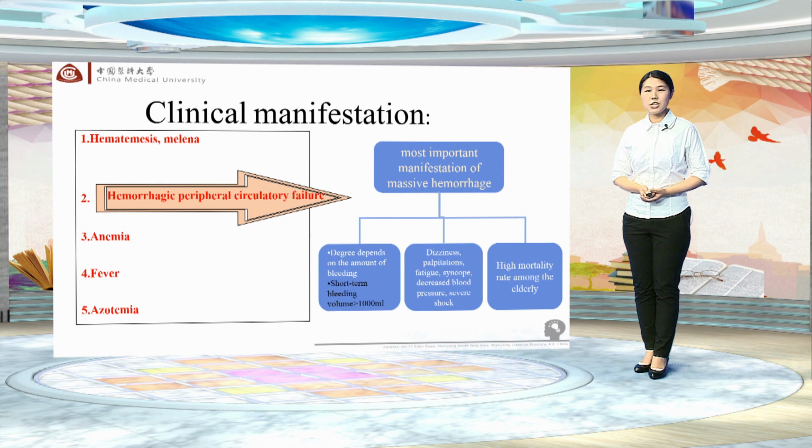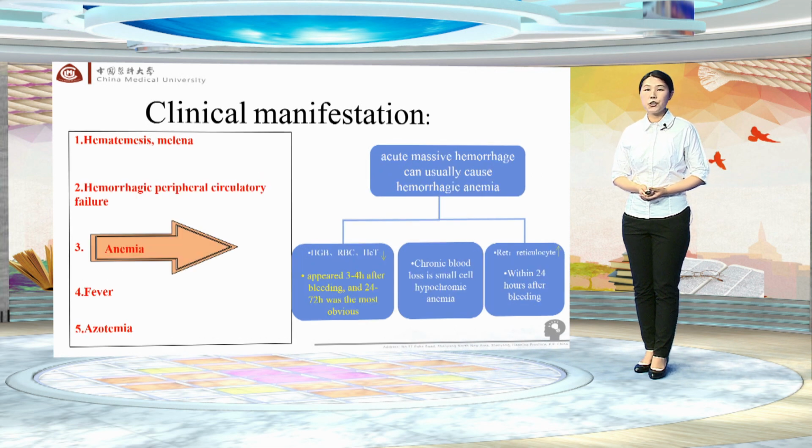The second manifestation is hemorrhagic peripheral circulatory failure. It is the most important manifestation of massive hemorrhage. Whether the patient has circulatory failure and its degree depend on the amount of bleeding. If the amount is more than 1,000 milliliters in a short time, one may have dizziness, palpitations, fatigue, syncope, and decreased blood pressure, even shock. It has a high mortality rate among the elderly.